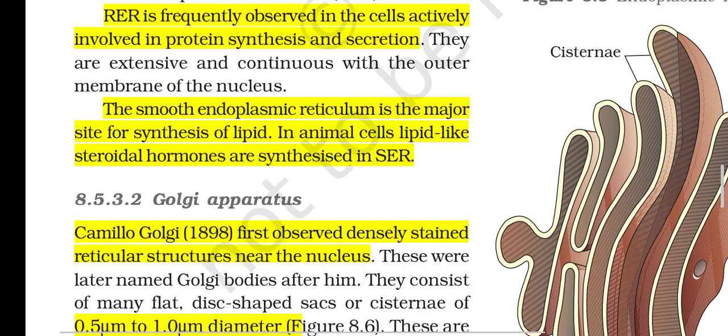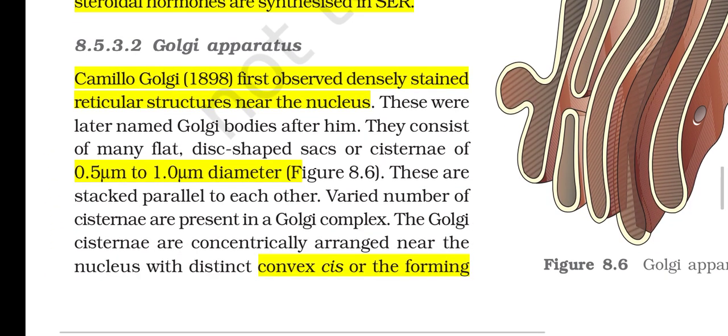8.5.3.2 Golgi Apparatus. Camillo Golgi, in 1898, first observed densely stained reticular structures near the nucleus. These were later named Golgi bodies after him. They consist of many flat, disc-shaped sacs or cisternae of 0.5 microM to 1 microM diameter. These are stacked parallel to each other. A varied number of cisternae are present in a Golgi complex.